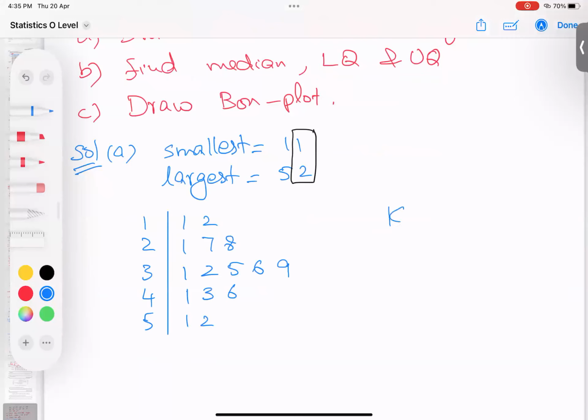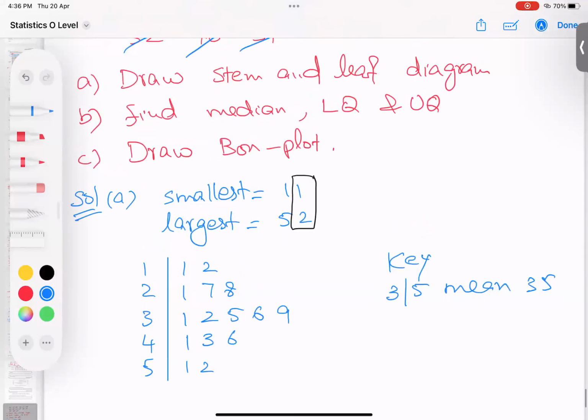Now I'm writing the key here. In the key, I can take any number from here. I take this 3 and this 5. So 3 slash 5 means 35. I did not give any units here. If units are given, write units like kg or grams, whatever. So the first part, the stem and leaf diagram, is completely over.